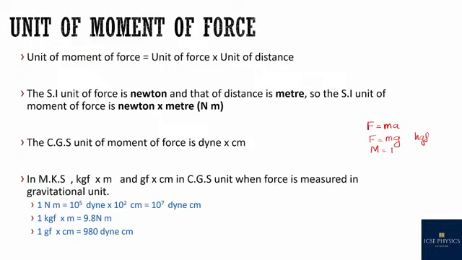Moment is what we studied, force into distance. Force is kgf, and distance is measured in meter, so kgf meter. Similarly, in CGS unit it will be gf centimeter when force is measured in gravitational unit. We already know that 1 Newton is 10 to the power 5 dyne, and 1 meter is 100 centimeter. So multiplying this total, it comes to 10 to the power 7 dyne centimeter.